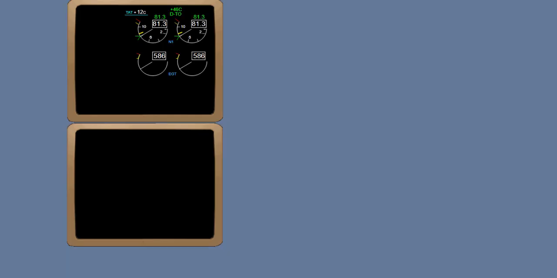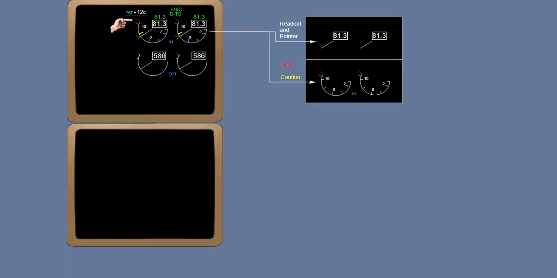We will now describe the specific displays and color convention of each engine parameter. The N1 is the primary thrust indication. The white pointer and boxed readout indicate the current N1 RPM.